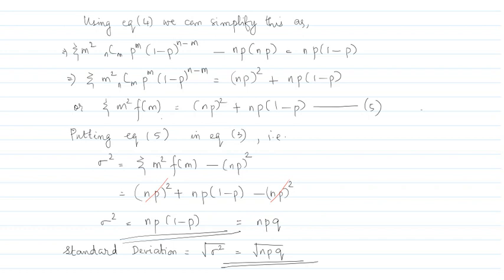Now what's the standard deviation? Standard deviation is the square root of variance, and your standard deviation for a binomial distribution is root of npq. I hope this was clear.